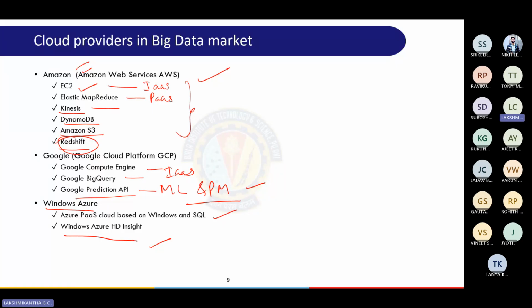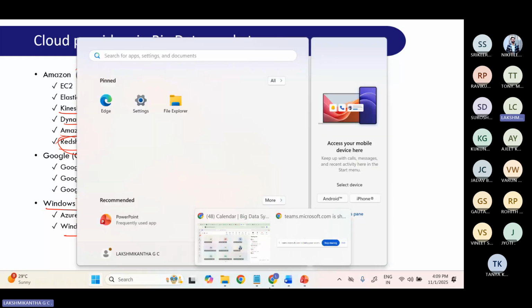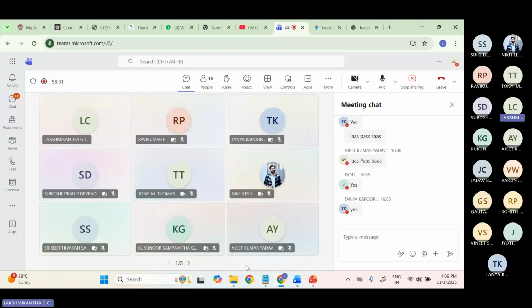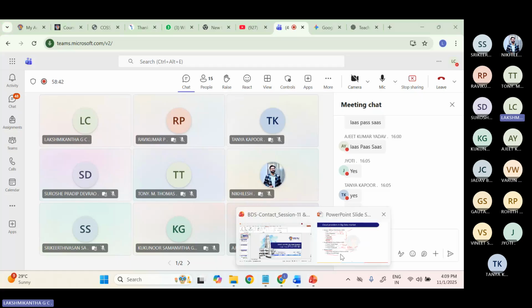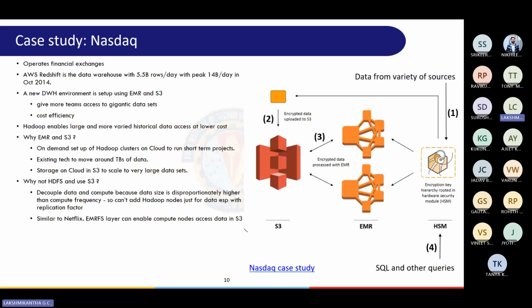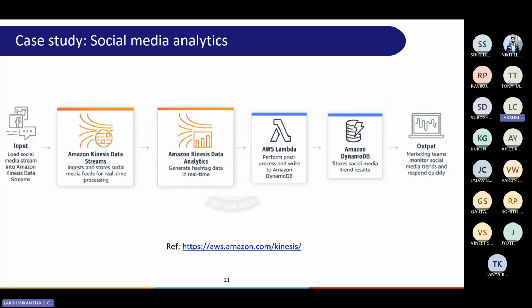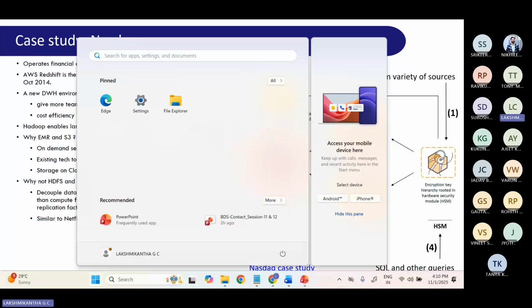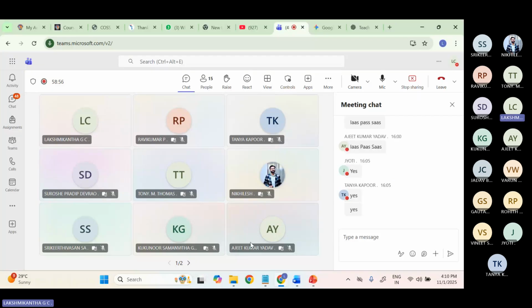To make this tangible, let's look at real world examples from the financial world. Shall we take one real-time example, guys, to explain this? If you are saying yes, then I will take the example. I think I have 2 examples, but I'm not going to explain both. Instead, I will take one example. Which one do you want, guys? Look here, all of you. One case study I have is on NASDAQ. Another one is on social media analytics. Which one do I take up now? I will go with the majority.